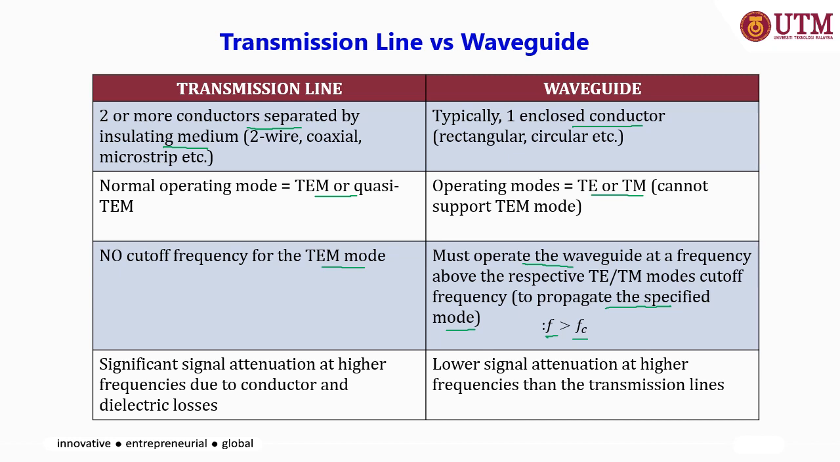Okay, another difference: for the transmission line, there will be significant signal attenuation at higher frequencies due to conductor and dielectric losses, while for the waveguide, there is lower signal attenuation at higher frequencies compared to the transmission line.